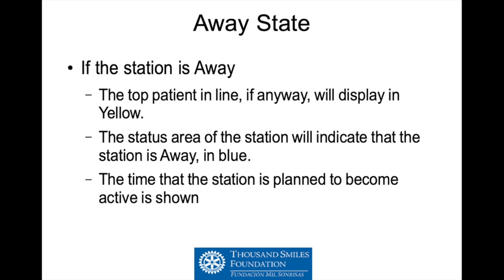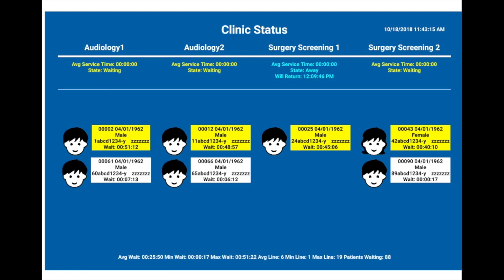The status area of the station will indicate that the station is away in blue. The time that the station is planned to become active once again is shown on the screen in the status area. Again, if there's a patient or patients in line, the topmost will still show in yellow. The key to indicating that a station is in an away state is that the status is in blue and that there's a time depicted as when the station will become active once again.